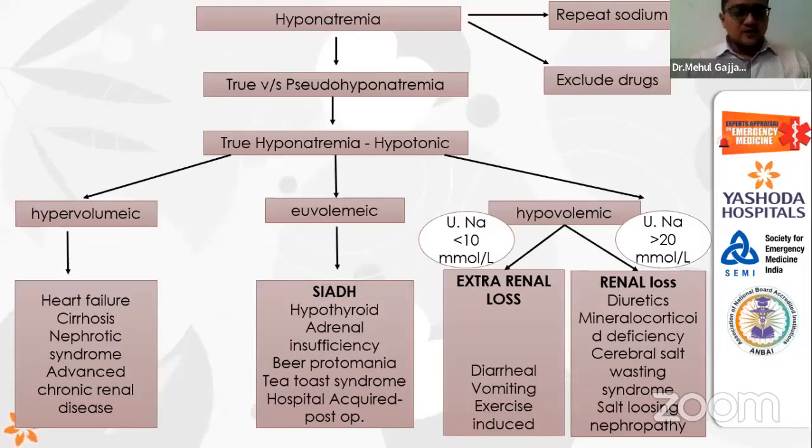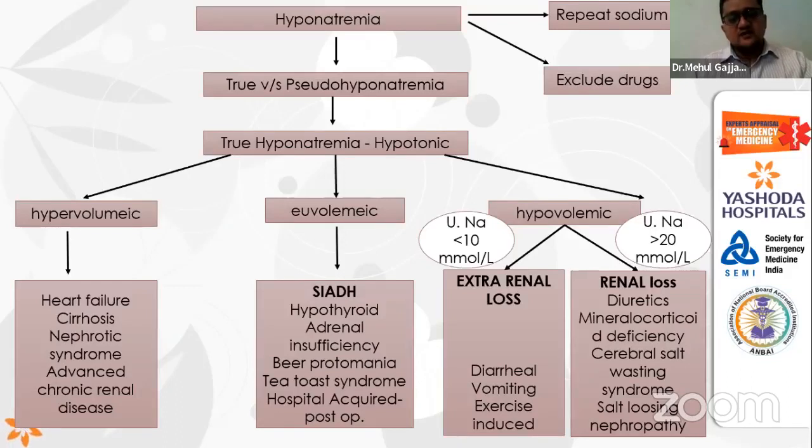Hypervolemic hyponatremia occurs in cases of heart failure, cirrhosis, nephrotic syndrome, or advanced chronic renal disease, when, because of homeostatic mechanisms, there is excessive fluid and excessive water as compared to sodium, which leads to hyponatremia. The second is hypovolemic hyponatremia. Hypovolemic hyponatremia means there is loss of volume. Now this volume can be lost either through the kidney or through extrarenal loss. In case of renal loss, there is loss of renal concentrating ability.